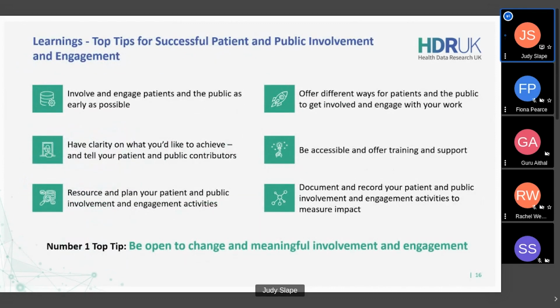We have some top tips for successful patient and public involvement and engagement. Involving and engaging patients and the public as early as possible. Having clarity on what you'd like to achieve and tell that to your patient and public contributors. Resource and plan your patient and public involvement and engagement activities appropriately. Offer different ways for patients and the public to get involved and engage with your work. And be accessible and offer training and support. Document and record your patient and public involvement and engagement activities to measure impact. And most of all, be open to change and meaningful involvement and engagement, and be as creative and innovative as you can.